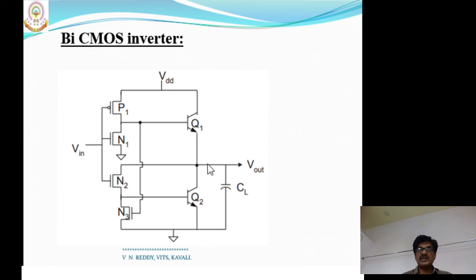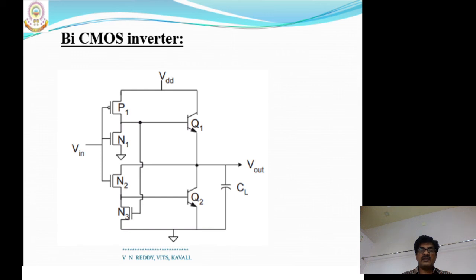Hence the output voltage is the short-circuited voltage across Q2, which is equal to 0, a very low voltage. That is treated as a logic 0. So the output is the complement of the input. Input is logic 1, output is logic 0.